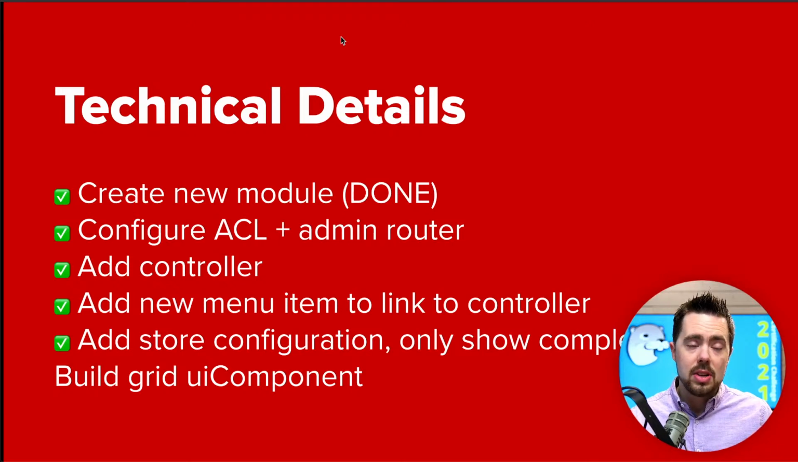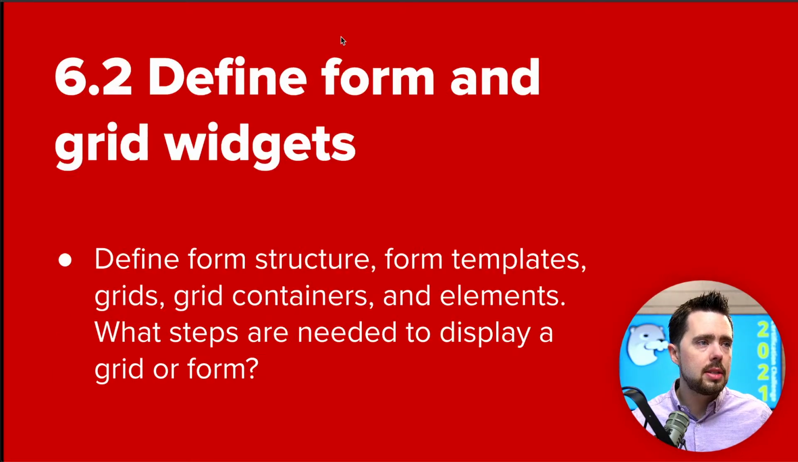All right. Here is what we've done, and you'll notice that most of these six items are done. Those are the easy items. Now we need to build our grid UI component. That is going to be the more difficult challenge. So the first thing we need to consider is, what does the test want us to know? What does the test expect from us?